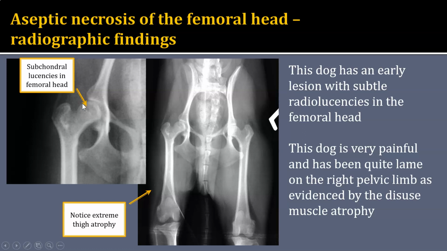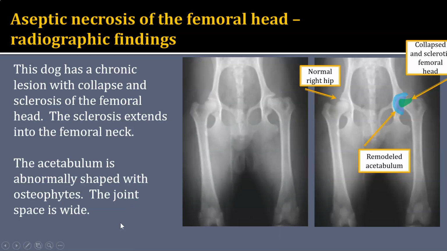Looking deep within the femoral head are these oval circular radiolucencies in that subchondral bone. And these are very mild, and these lesions can be quite subtle when they are early and be missed on radiographs. But this is a very mild and early sign of aseptic necrosis of this right femoral head.